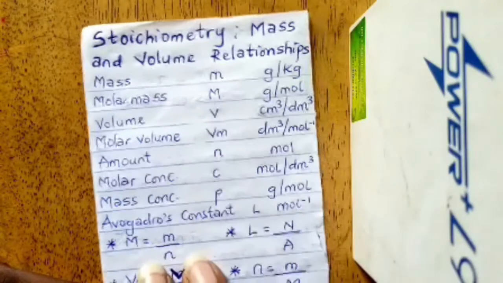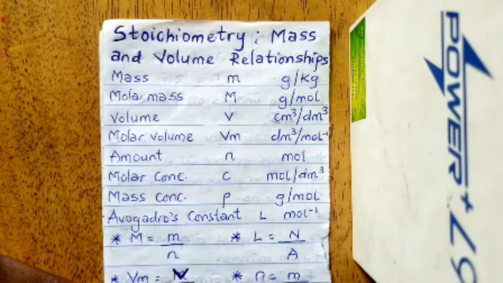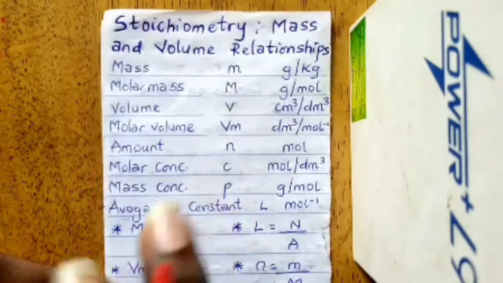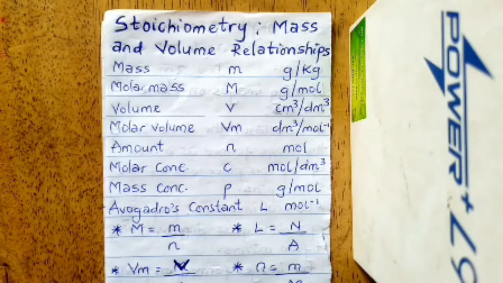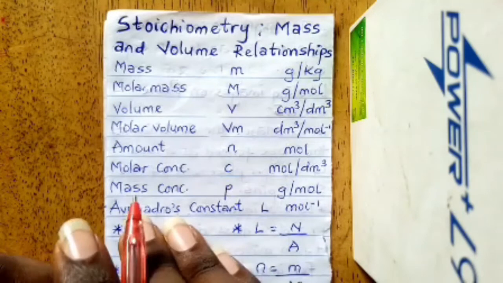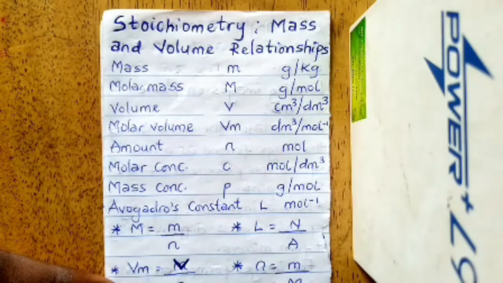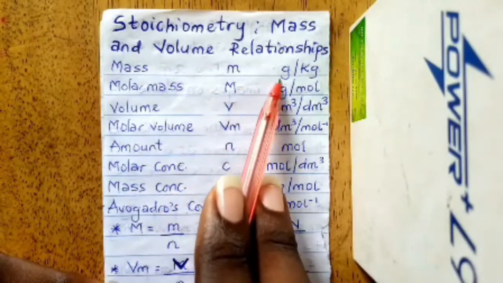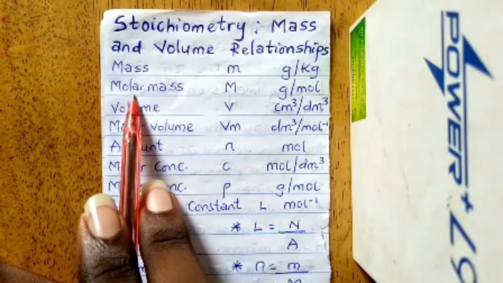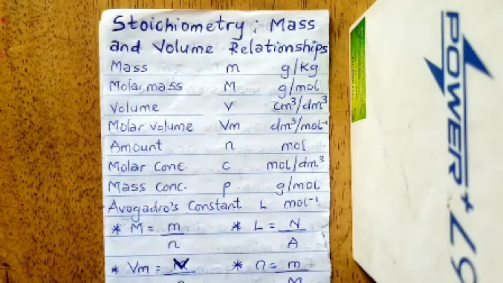So quickly now, before we start calculations, we'll be looking at some important parameters which we are going to be using. Since I said stoichiometry involves quantitative relationships in chemical reactions, you have some parameters to find quantities. Now you have the mass. The mass is represented as small letter m. It is in gram or kilogram. You have the molar mass, capital M. The molar mass is in grams per mole.